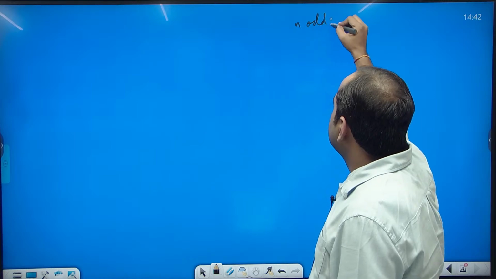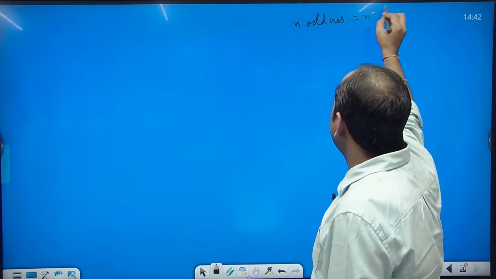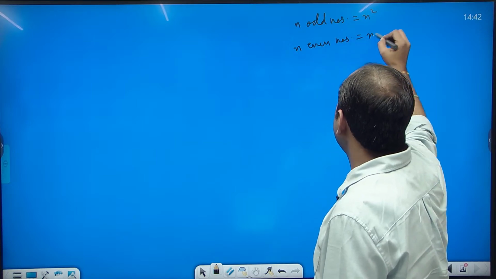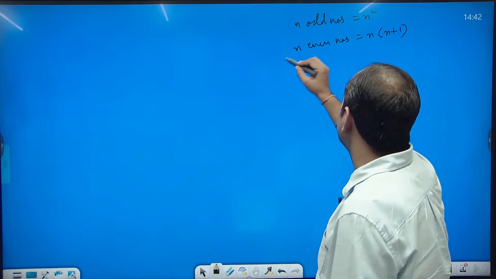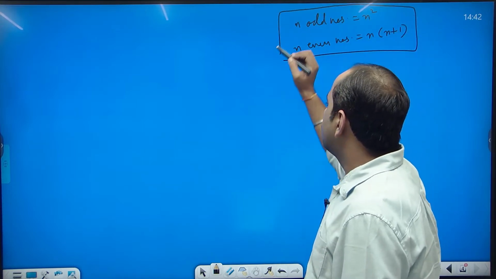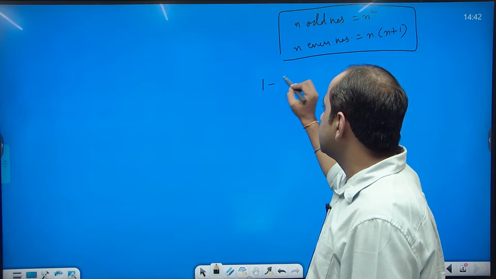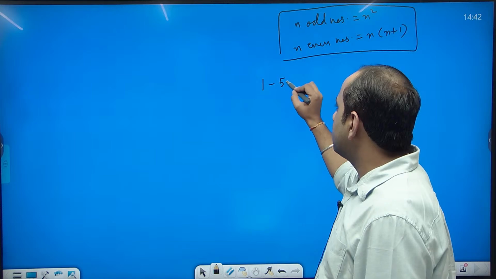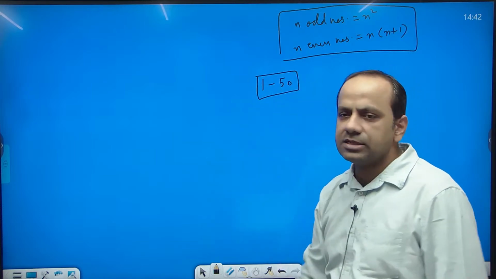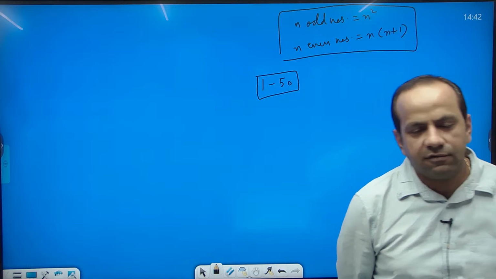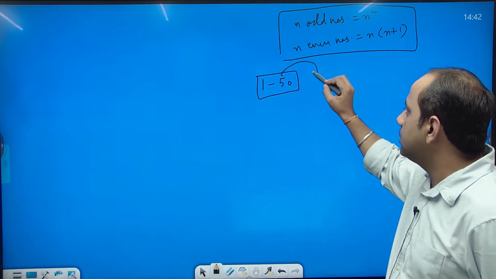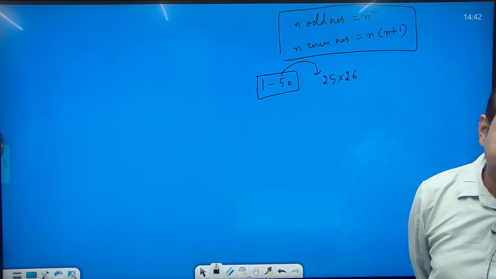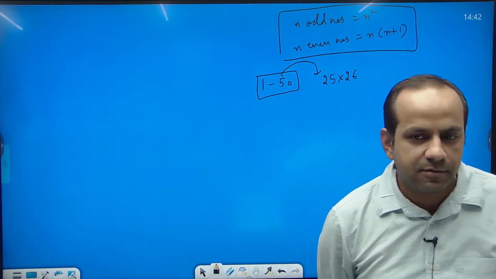The sum of the first n odd numbers is n square. But what if I say the sum of the first n even numbers? It is n into n plus 1. Like if I say what will be the sum of even numbers from 1 to 50? How many even numbers are there from 1 to 50? 25. And the sum of all those even numbers will be 25 into 26. Is it okay? How much is it? 650.